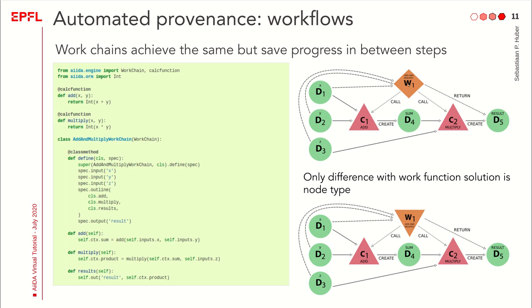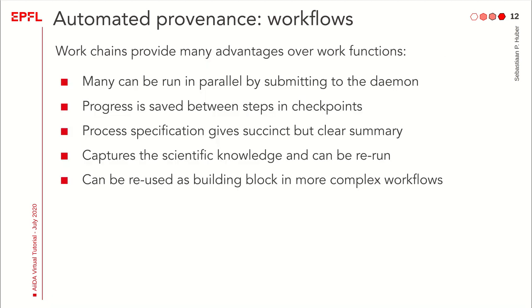In this case, it's a Workchain node, and here it's a work function node. But the rest of the provenance is exactly the same. However, the Workchain has lots of benefits over the work function. For example, unlike the work function that can only be run one at a time, a Workchain can be submitted to the daemon, which means that you can run many in parallel, which is of course typically what you want to do and allows high throughput computing.